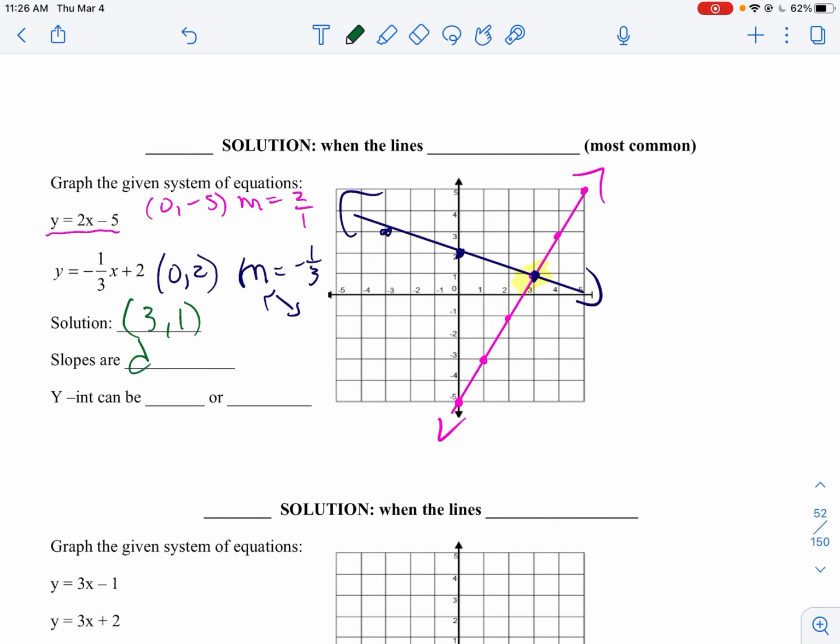The slopes are different. The y-intercept can be the same or different. How many solutions are there? There's one solution when the lines cross or intersect.